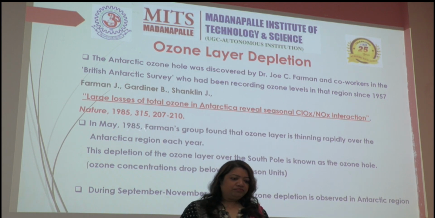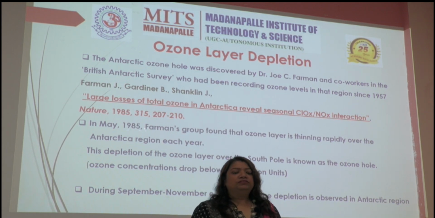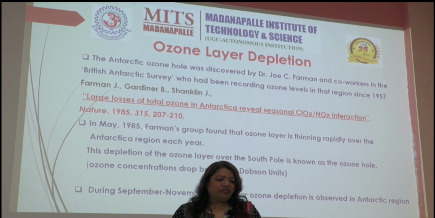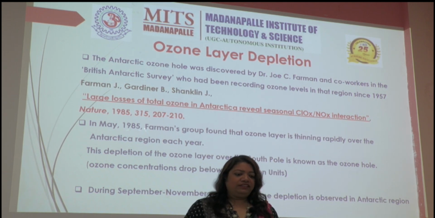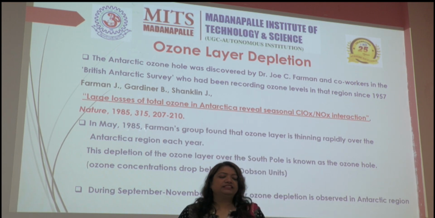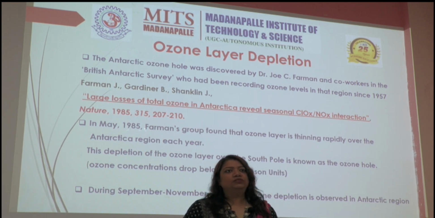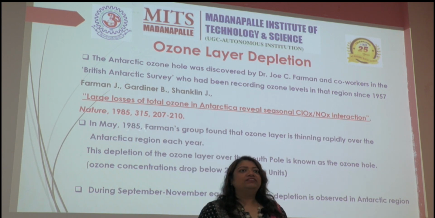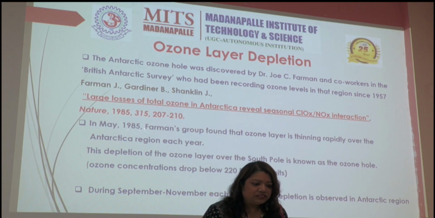Now, ozone layer depletion. Who discovered this? Professor Dr. Joe C. Farman and his coworkers, who were working in the British Antarctic Survey. He discovered this ozone layer depletion in 1985, and their work was published in Nature in 1985. The article was named Large Losses of Total Ozone in Antarctica Reveals Seasonal ClOx/NOx Interaction.